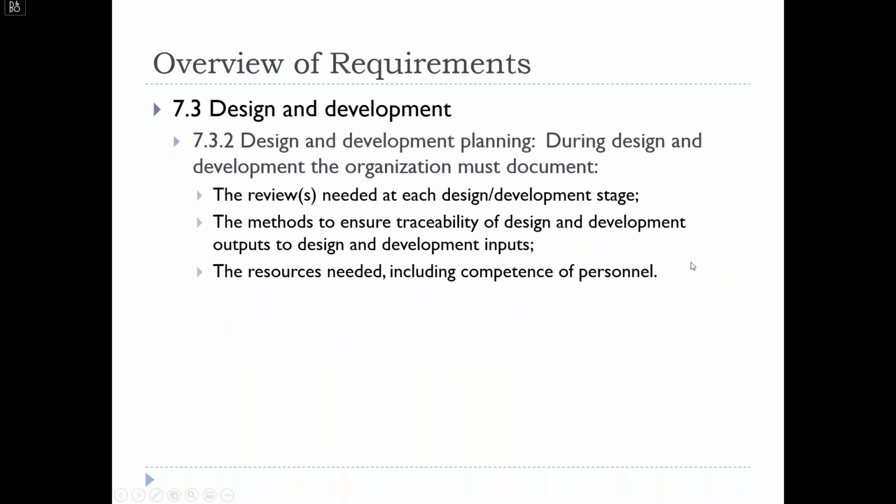Okay, the next few slides contain a lot about the design and development process. So 732 focuses on design and development planning. You're going to see here a theme of a lot of documentation requirements. So the organization needs to document what types of design reviews are needed and at which stage, the methods to ensure traceability of the design and development outputs to design and development inputs, and what resources are needed. And those resources include human resource and their specific competencies.